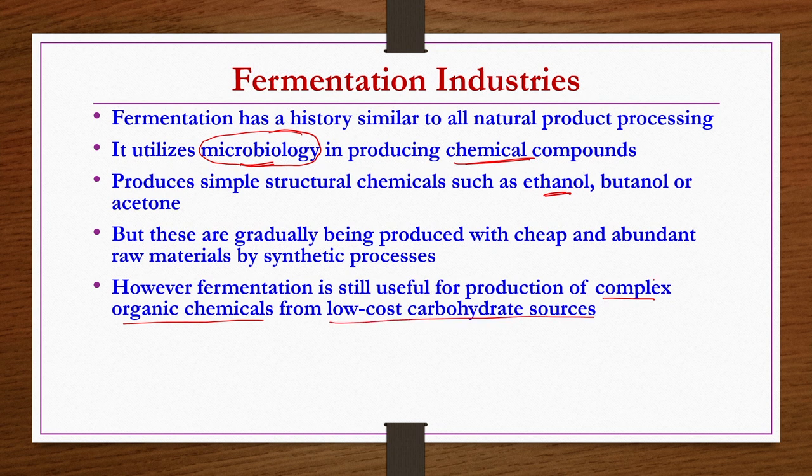So simple ones you can produce using the synthetic process very economically, but for many complex organic chemicals, production by synthetic processes is not that economical, right? Something like citric acid, and the production of vitamin B2 or vitamin B12, etc., are better produced by the fermentation process.